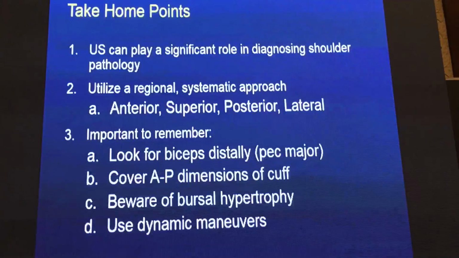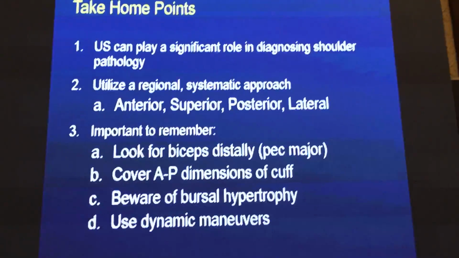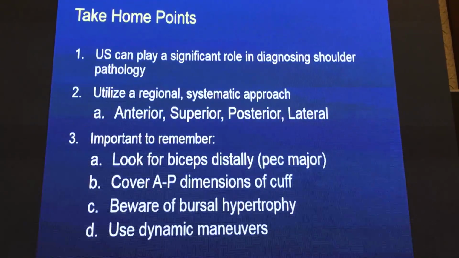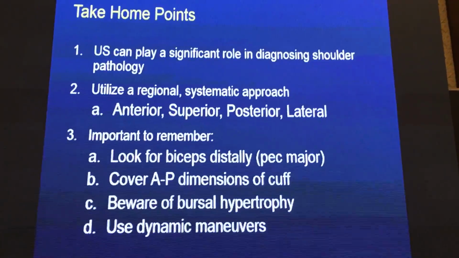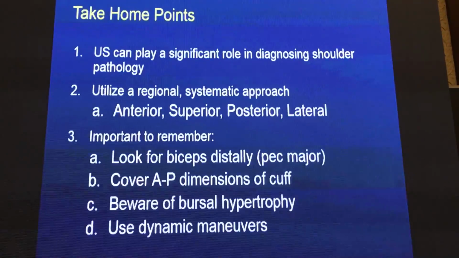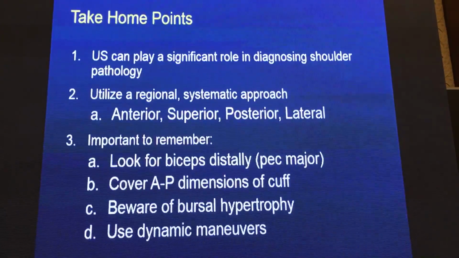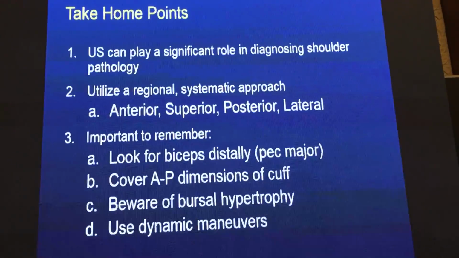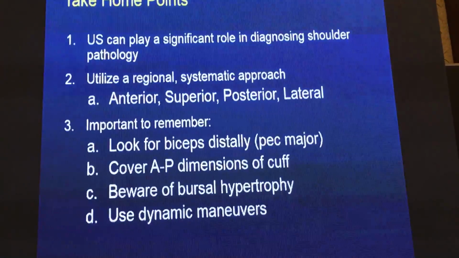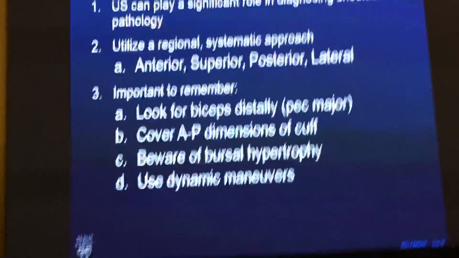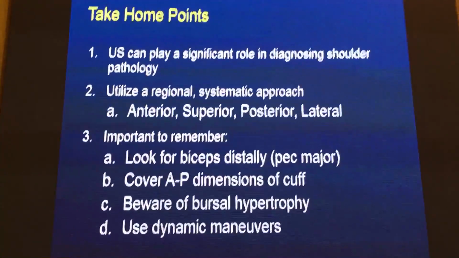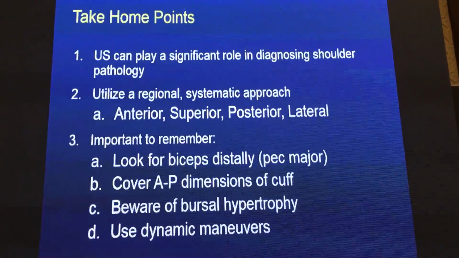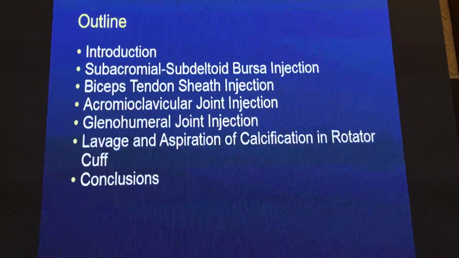It's important to remember that when you're looking at the biceps tendon, you always go far enough distal and trace proximal in order to identify any instability or tears in that biceps tendon. Make sure you cover the entire anterior, posterior, medial, and lateral dimensions of the rotator cuff so you don't get fooled and miss that rotator cuff tear. Be aware of that bursal hypertrophy and the fact that it can mimic a rotator cuff that's intact. And use your dynamic maneuvers to your advantage in order to identify different pathology.